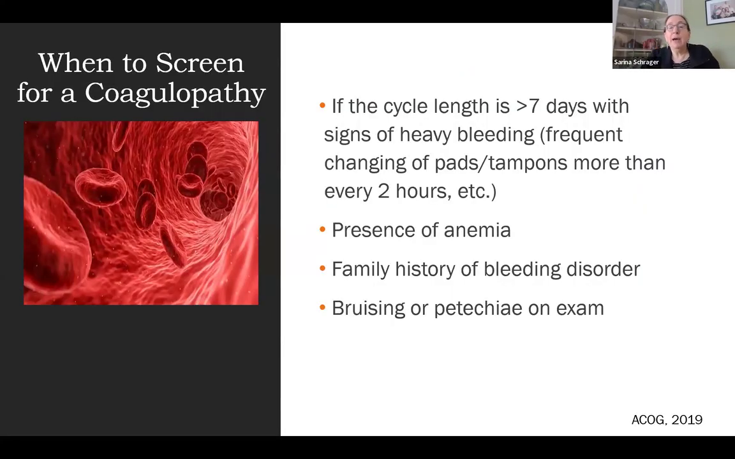So when do you think about screening for a coagulopathy? These tips I think are pretty helpful for me. Obviously, family history, bruising or petechiae, other signs of bleeding, presence of anemia, and then really historical record of heavy menstrual bleeding.